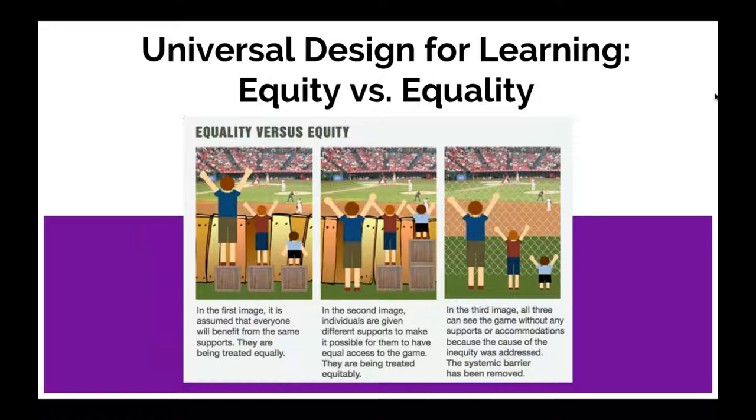But when we move into the second image, we know that in many cases, and especially in our districts, students often need different supports to make it possible for them to have equal access to instruction. We see this less in terms of equality and more in terms of equity. Moving all the way to the right, in the third image, all three students can see the game without any supports or accommodations because causes of inequity are systematically addressed. The barriers are removed, so all students have access to the game without a need for accommodations.